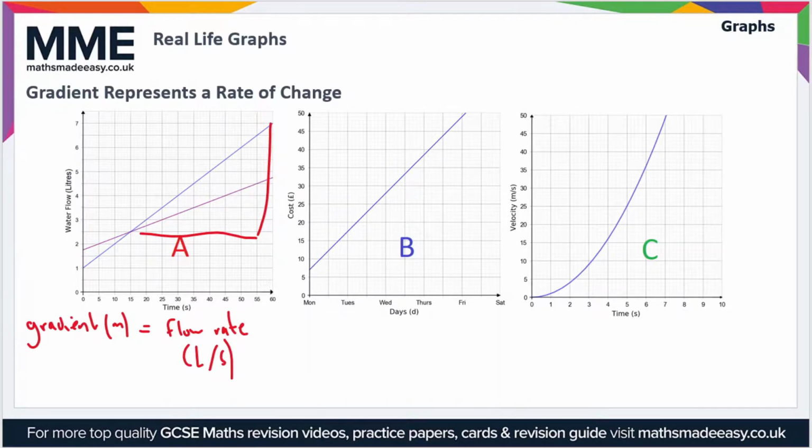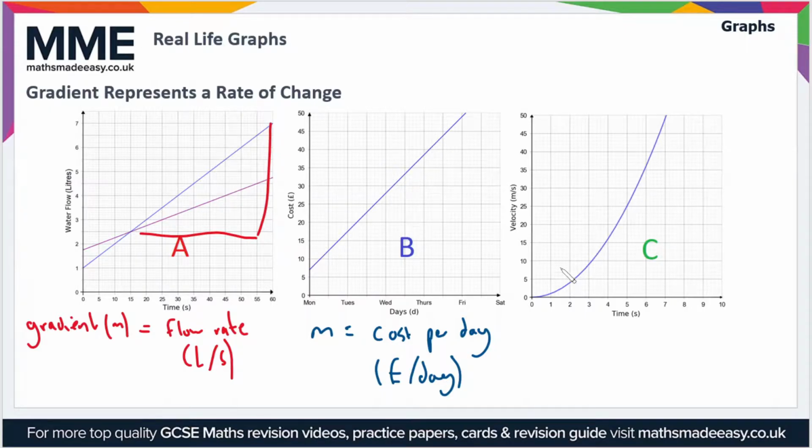And then moving on to B. In B, we have the cost in pounds against the time in days. So m would be the cost per day, and you could measure that in pounds per day.